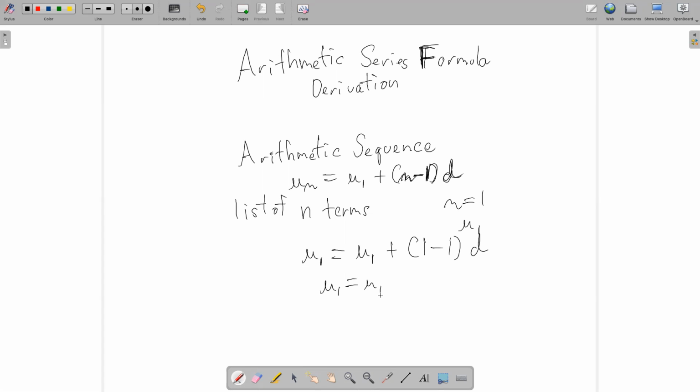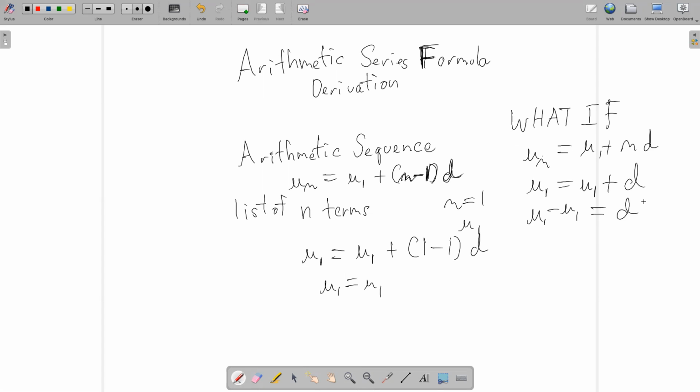If I were not to do that and I were to define it as u sub n equals u sub 1 plus nd, then if I were to plug in 1, I would get u sub 1 equals u sub 1 plus d. And that would be a contradiction, because if I subtract u sub 1 on both sides, I get that the common difference equals 0. That means we don't even have an arithmetic sequence in the first place, so that will not do. So that's why we need this convention.